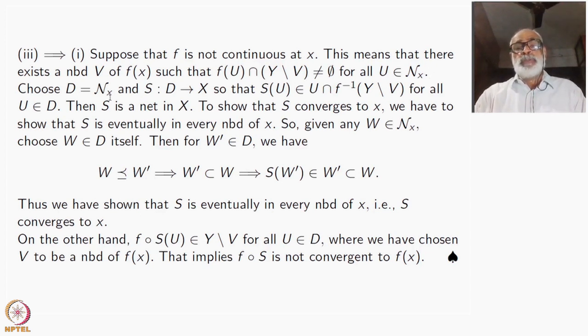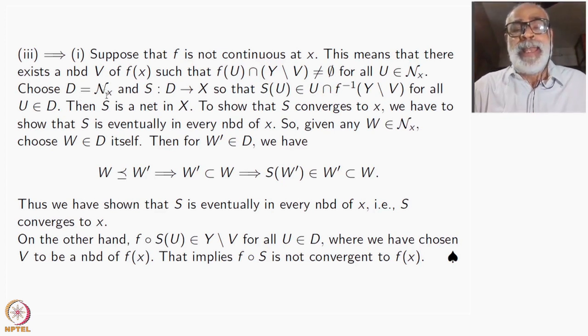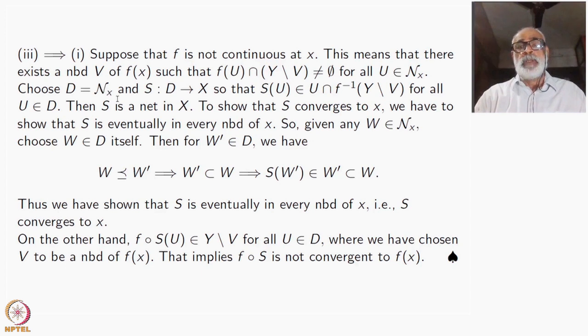Now, I choose my directed set D to be N_x itself with reverse inclusion, you have to remember that. And S from D to X, I am going to define the net, is such that each S_U is chosen from this non-empty subset U intersection f inverse of Y minus V. So, f(U) itself is non-empty just means that there is some point inside U intersection f inverse of Y minus V. Then only this will be non-empty, right? So, check that point. By the axiom of choice, there is such a function. That function is going to be our net.